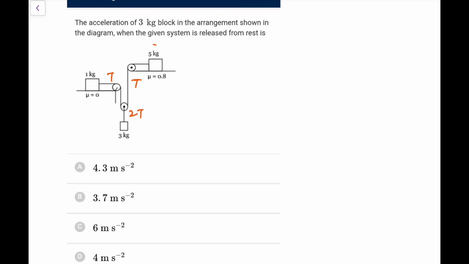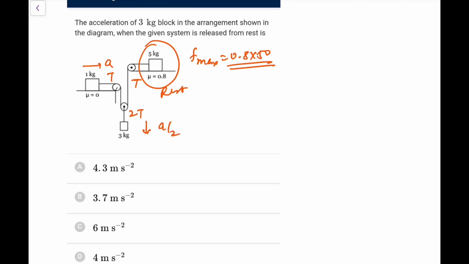Now for this to move, F max is equal to 0.8 into 50. So that requirement cannot be sufficed. That means this will be at rest. So now we have these two blocks. And if it goes by acceleration A, definitely its acceleration is going to be A by 2, because it has to supply the double the string. Because if it goes by 1 meter, the pulley will only shift by 0.5 meter, because 0.5 will go here, 0.5 will go here. Okay, so this is the constraint relation that we have got.